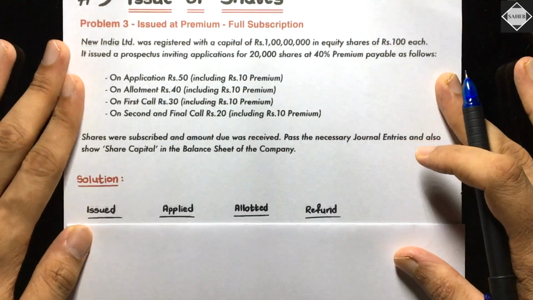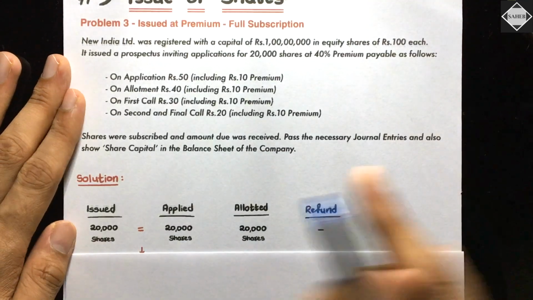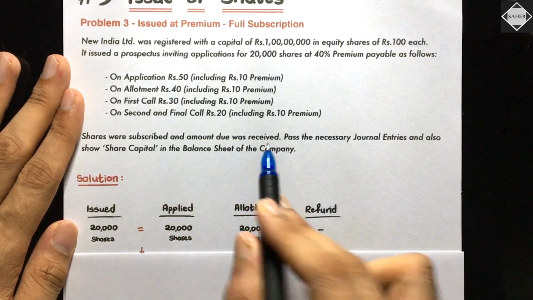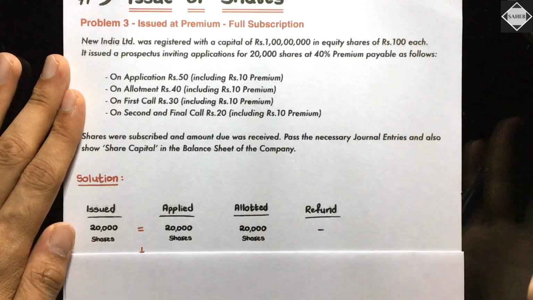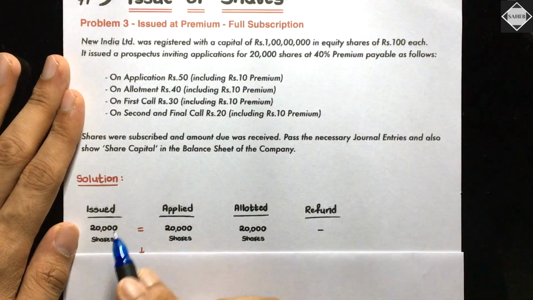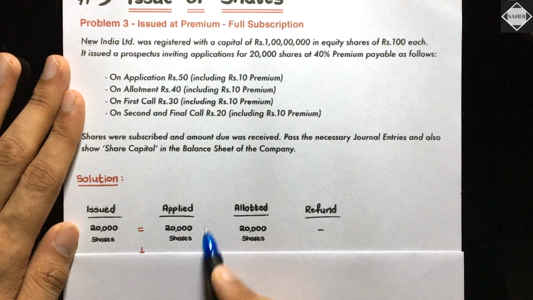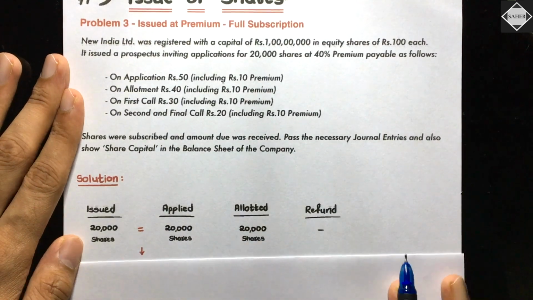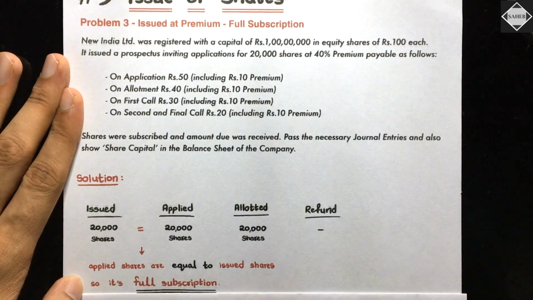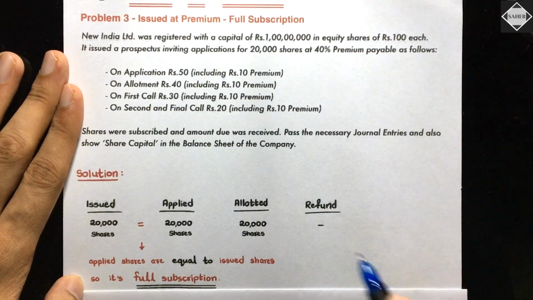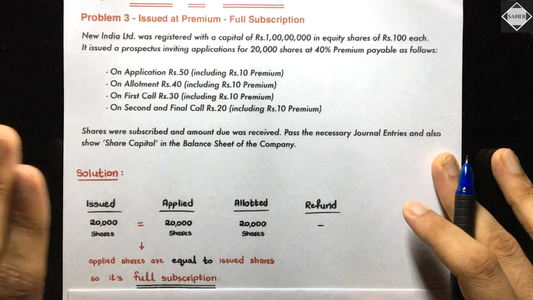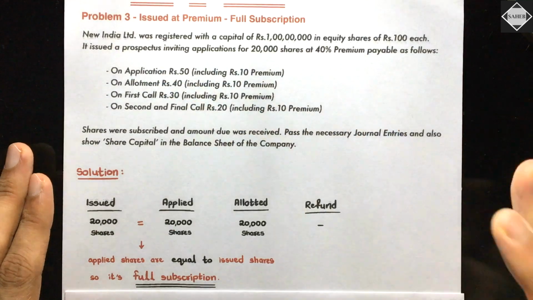See here, first what happened? We issued 20,000 shares. They said shares were subscribed and amount due was received. All shares were subscribed. They are not saying more or less, nothing. So equal only. We issued 20,000 shares and we got 20,000 share applications. It is equal, so it is full subscription. Simple, easy, and they were allotted also, no refund, nothing. Simple.